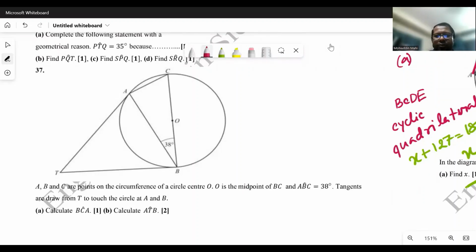This question is taken from summer 2018, Variant 1-1, question 8. Now, A, B, and C are points on the circumference of a circle. Center O is the midpoint of BC. ABC is 38 degrees. Tangents are drawn from T to touch the circle at A and B. At first, we need to find the angle BCA.